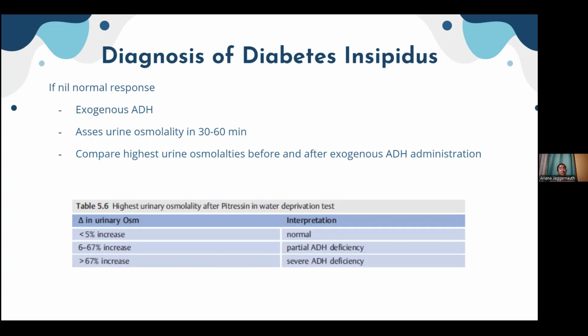In the event that there is a less than 5% increase in urine osmolality, that's considered a normal response. If the patient has a 6 to 67% increase following administration of exogenous ADH, that indicates a partial ADH deficiency. If the patient has greater than a 67% increase in the urine osmolality following administration of exogenous ADH, that indicates severe ADH deficiency.